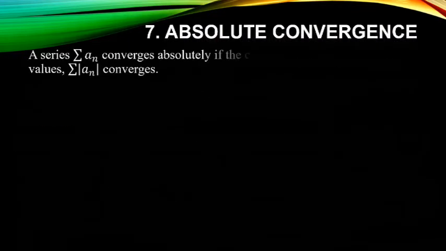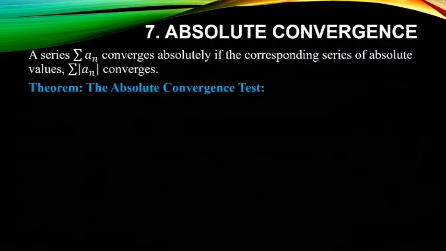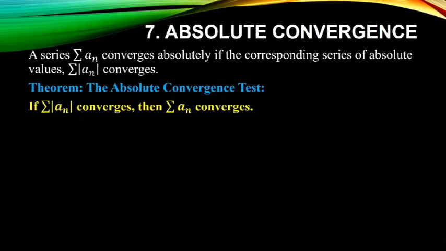So number 7, the absolute convergence. A series, summation of a sub n, converges absolutely if the corresponding series of absolute values, the summation of absolute values of a sub n, converges. So the theorem, this is the absolute convergence test: if the summation of absolute values of a sub n converges, then the series a sub n converges.